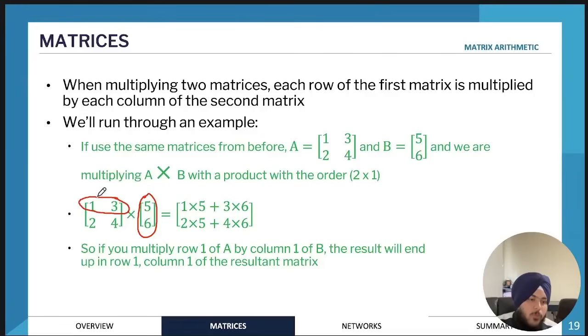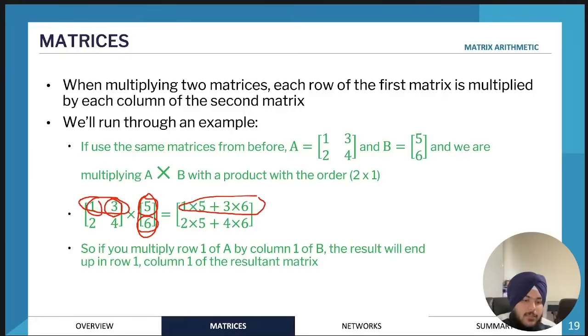So what we do is we do 1 times 5. So the number in the first row of the first column multiplied by the first number in the first row of the first column in the second matrix. And then we take the number in the second column and multiply by the number in the second row. And then we add those two together. So 1 times 5 plus 3 times 6. And that becomes the new element in the first row and first column of the product matrix.